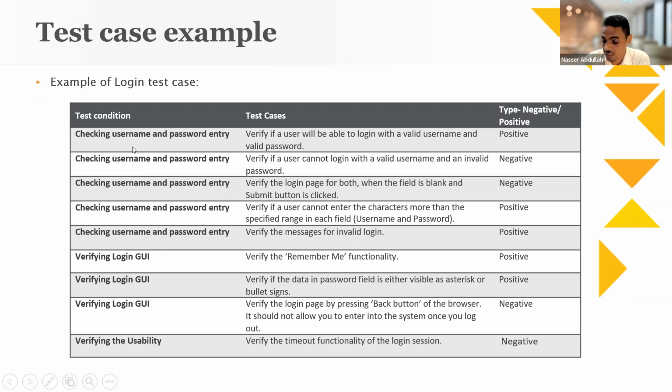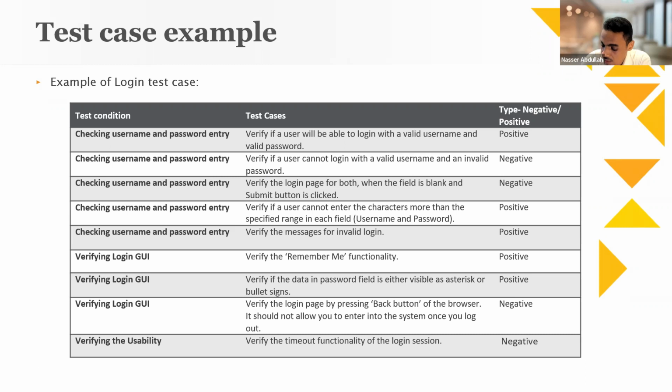As mentioned in the previous example, we say checking the username and the password entry. For this test condition, we can define many test cases. For example, verify if the user will be able to log in with a valid username and valid password. So this is the positive test case. Also under this test condition, verify that the user cannot log in with a valid username and invalid password. So this is the negative one.